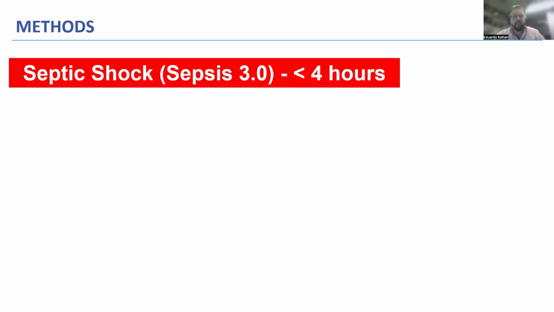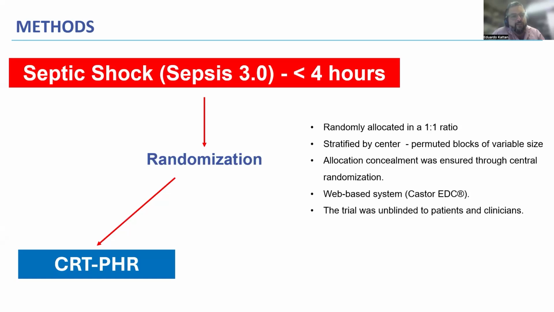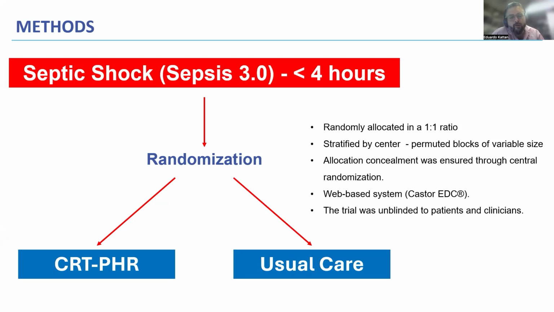So patients that complied with the inclusion criteria, let's say septic shock defined as Sepsis-3 in less than 4 hours since diagnosis, were randomized in a 1-to-1 ratio, stratified by center, with allocation concealment to avoid identification of the randomization sequence, through a web-based system that we use, the Castor electronic data capture. Patients were randomized either to CRT-PHR, that's the acronym of the intervention, or to usual care.